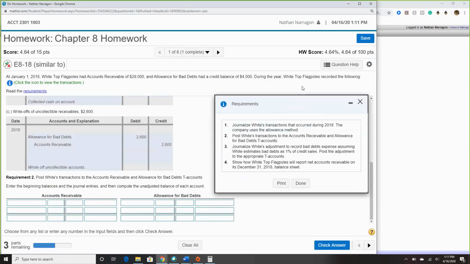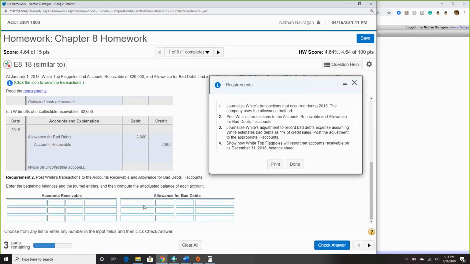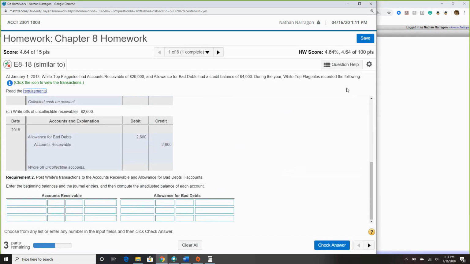Alright. Now we're on requirement 2. I'm going to actually close this since it's simple what the requirements are. Post the transactions to accounts receivable and allowance for bad debt T-accounts. Enter the beginning balances and the journal entries, and then compute the unadjusted balance of each account.